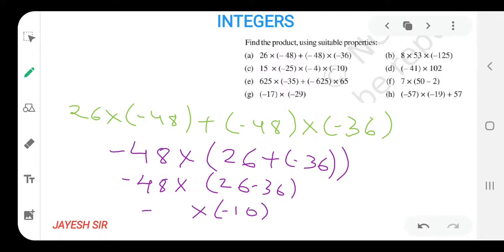Now minus 48 as it is. Minus minus, our answer would be plus, and we know how to multiply 48 with 10, so our answer would be 480. I hope you all might be getting it. That's very easy, friends. So let's begin with our second sum.